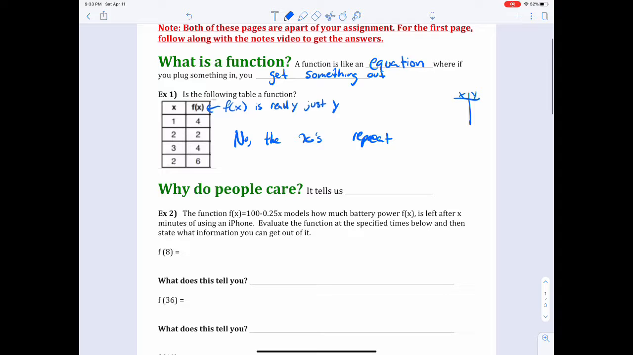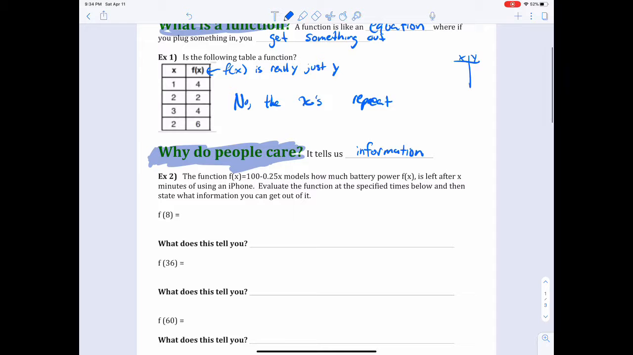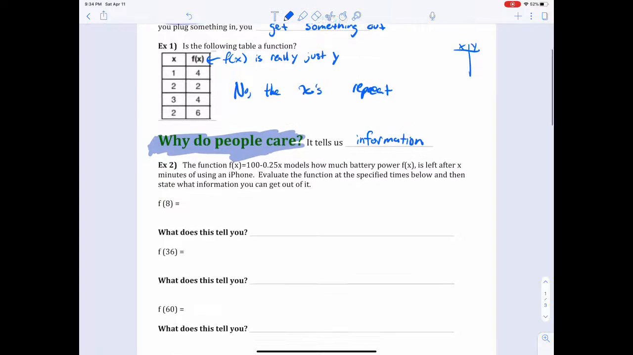Okay, so we know what is a function up here, but why do people care? Fair question. Well, ultimately, and I know I go crazy with math sometimes, but this is important. Why do people care? It tells us information. That's all. Why do people care what a function is? It tells you information. So let's look at an example of something telling us information.